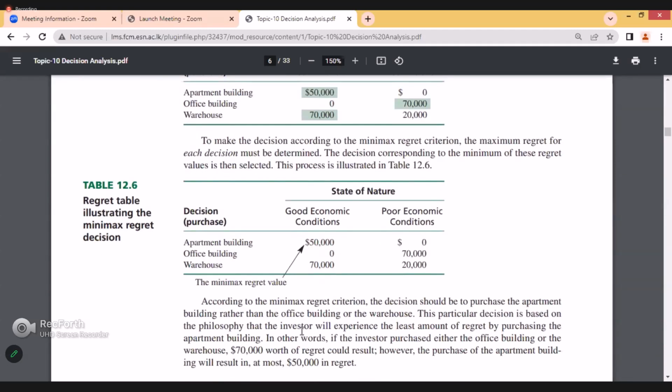Right. This is in the first economic condition, the minimum is 50,000.